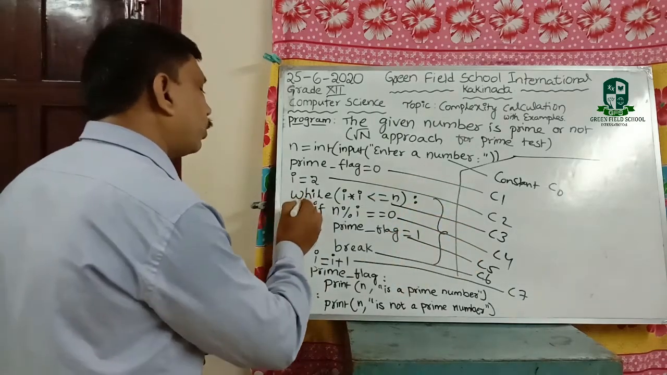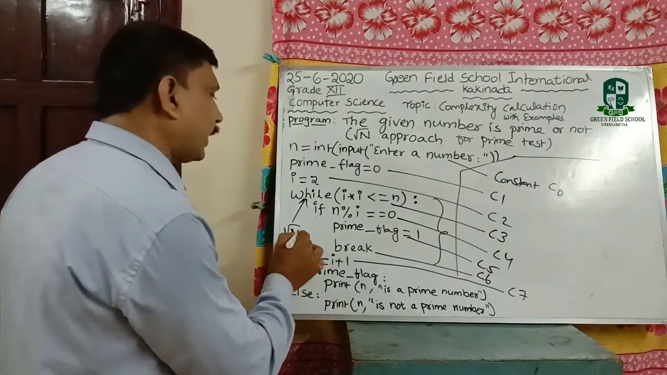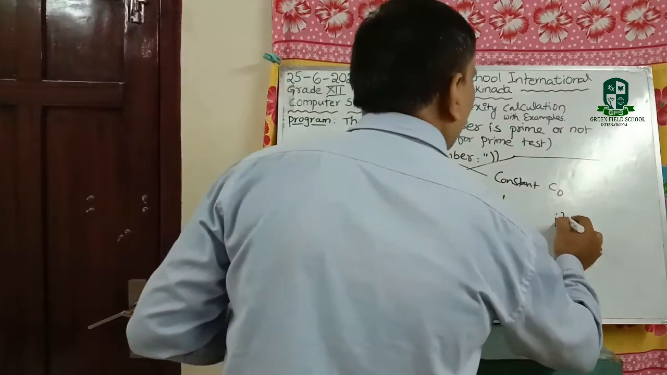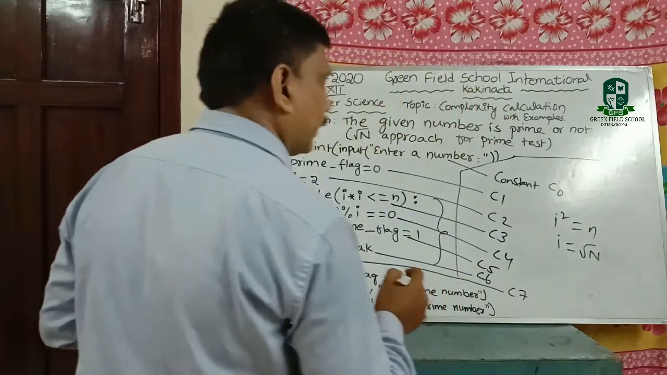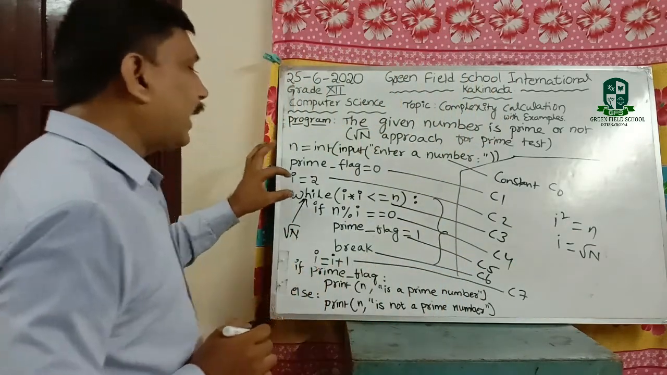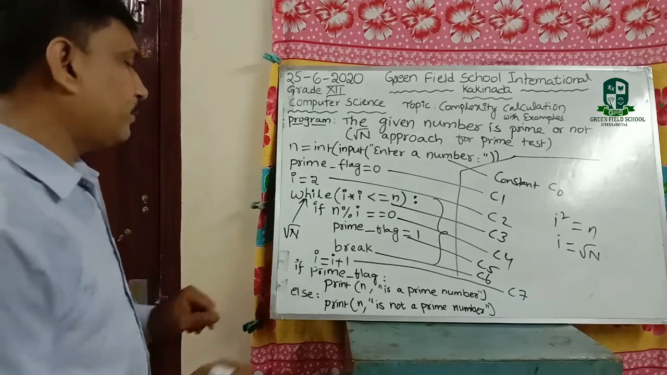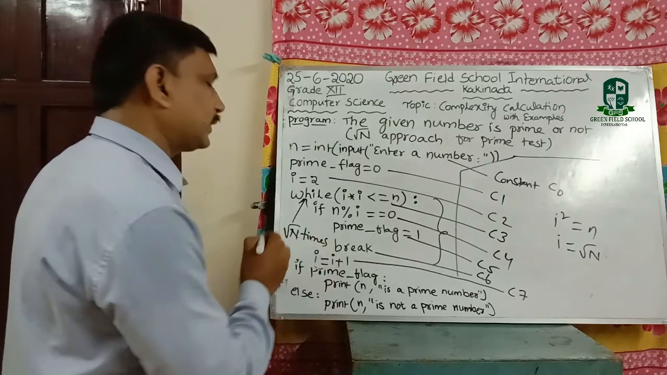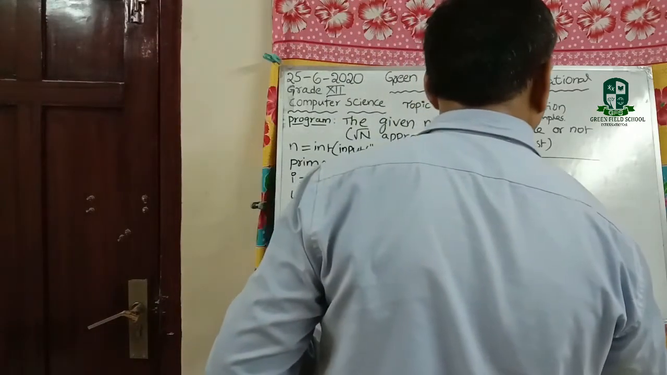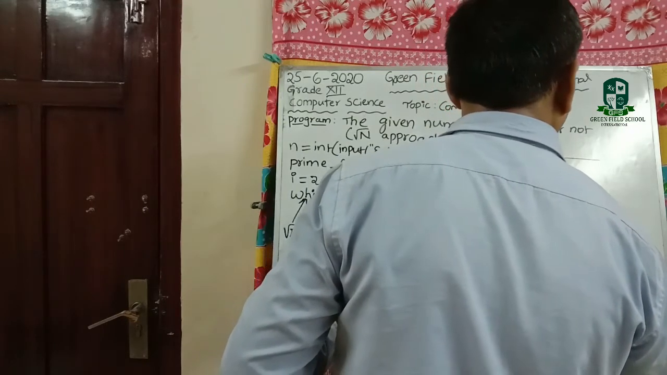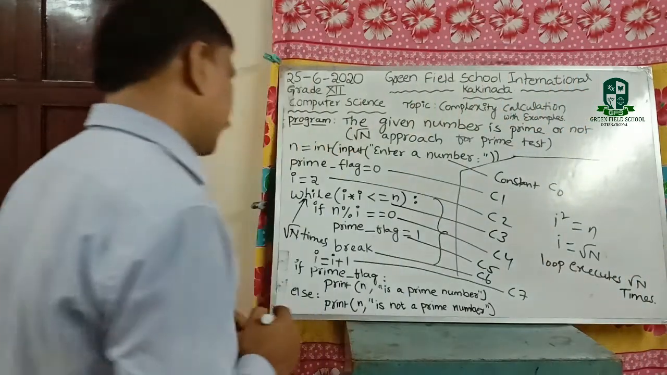But this one is a while loop. This while loop executes root n times. Why? Because i square is equal to n, so i is equal to root n. That's why, when we compare this condition, the while loop is executed repeatedly root n times. That's why here we assign root n times. So the loop executes root n times here.